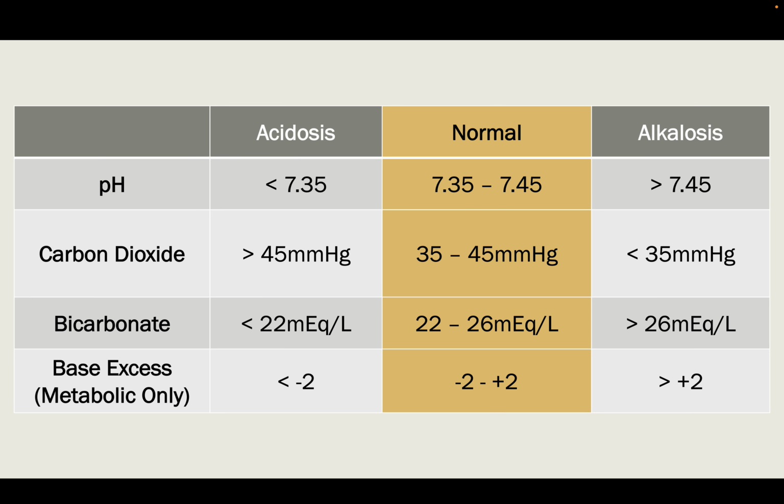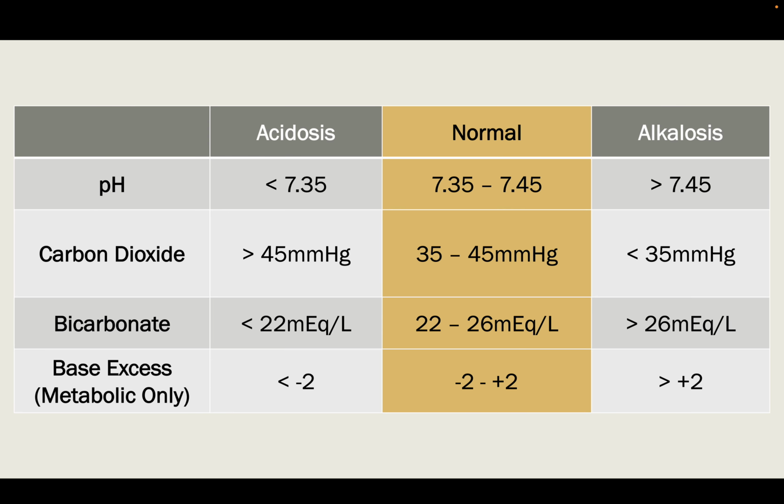Now all the things in one place. What is normal? Our pH, 7.35 to 7.45. Our carbon dioxide, 35 to 45. Our bicarb, 22 to 26. And our base excess, which tells us metabolic side only information, -2 to +2.